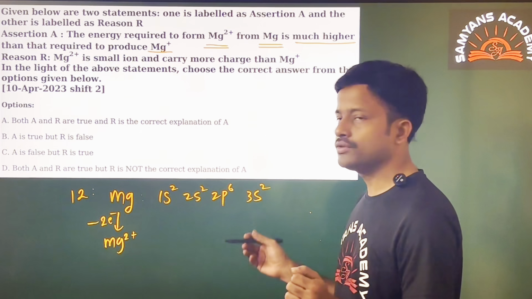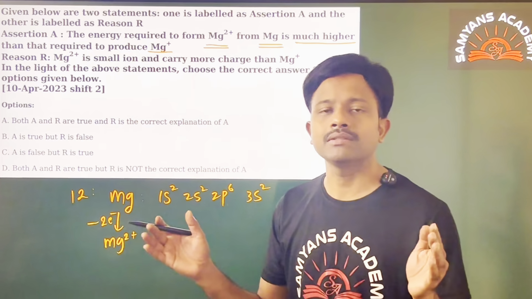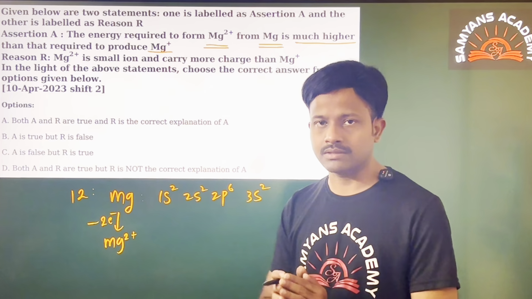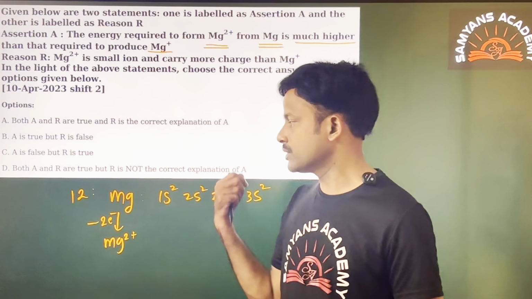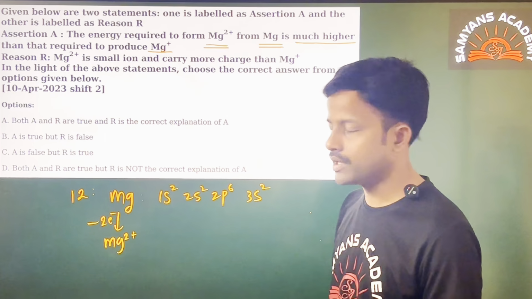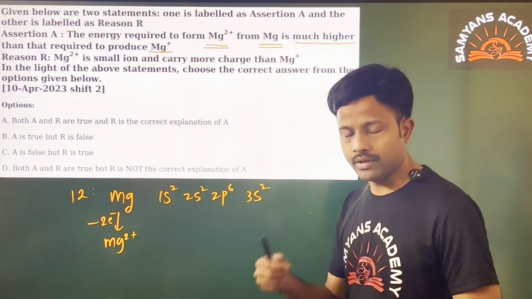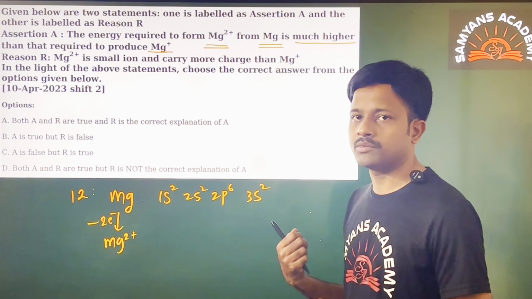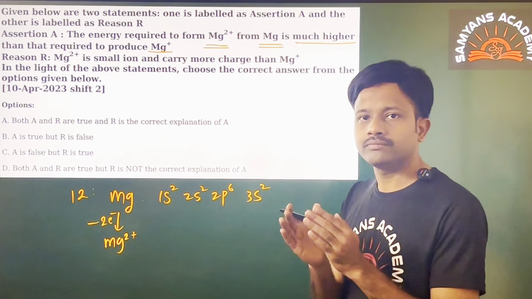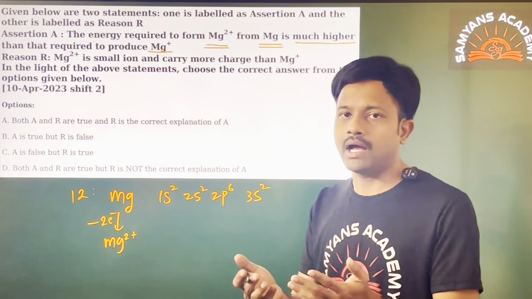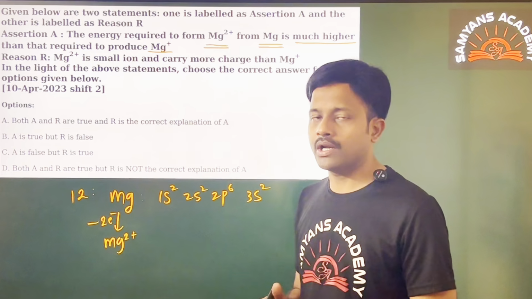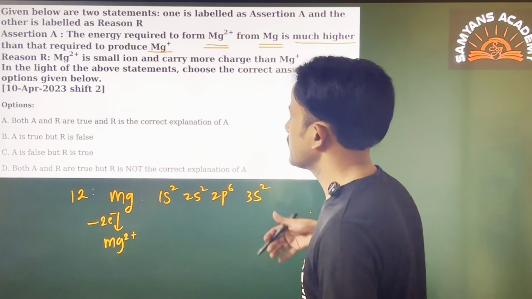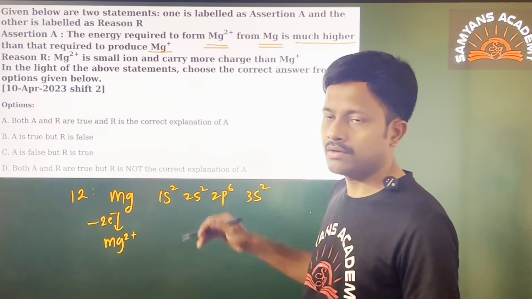Why? Because as you remove the electrons, what happens? The size decreases. As size decreases, more energy is required for the next electron, to pull the electron from the last shell. When you remove the electron from the last shell, the size of the atom decreases, meaning it becomes an ion. And when you remove one more electron from that ion, it requires higher energy compared to the last one.